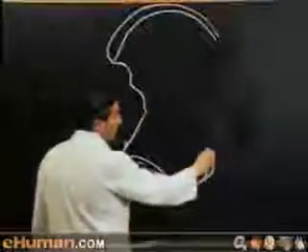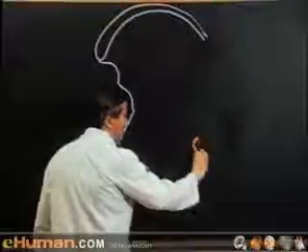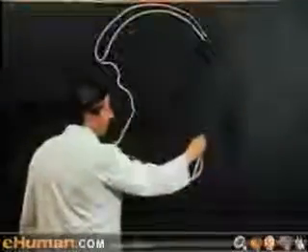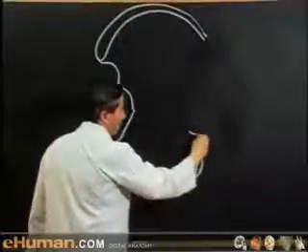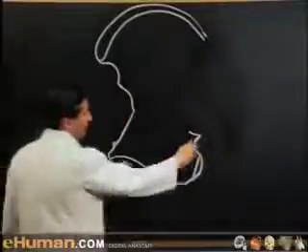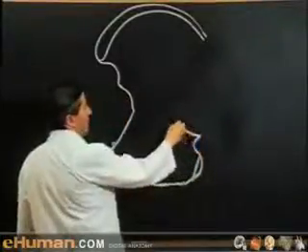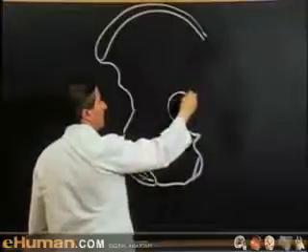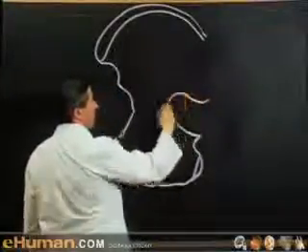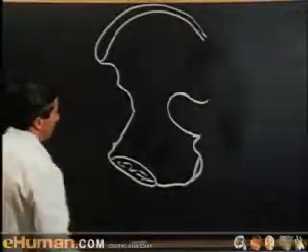Now we'll come up from the ischial tuberosity to the lesser sciatic notch and put in here the spine of the ischium. And then we go from the spine of the ischium up here, the greater sciatic notch, coming down to the region where it's articulating with the sacrum.